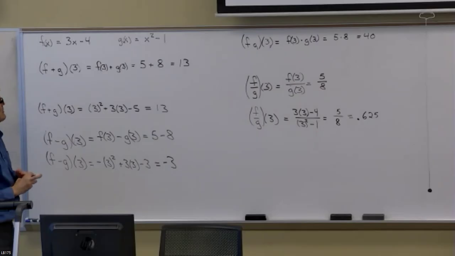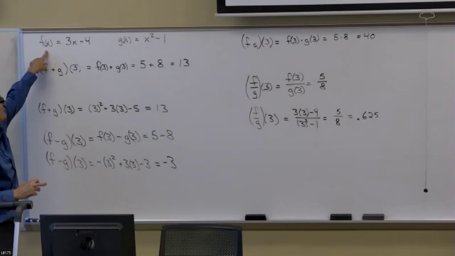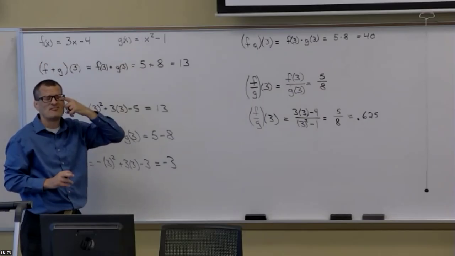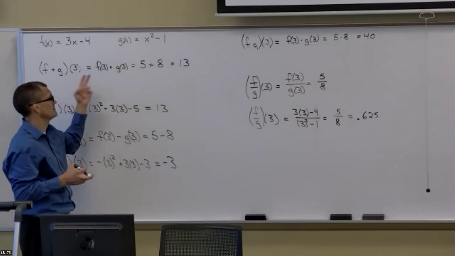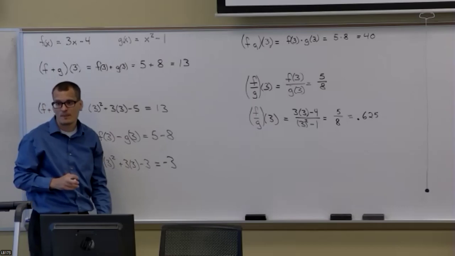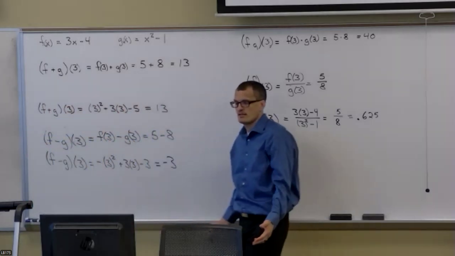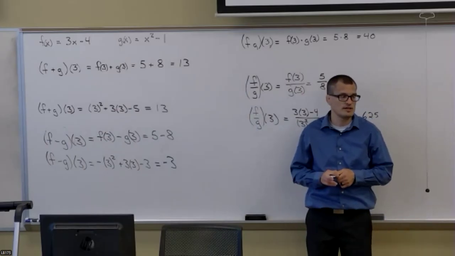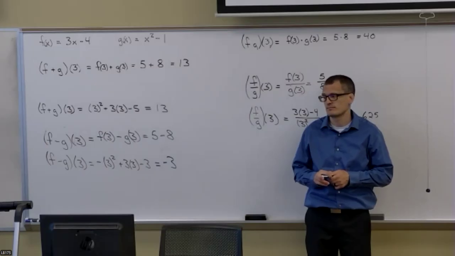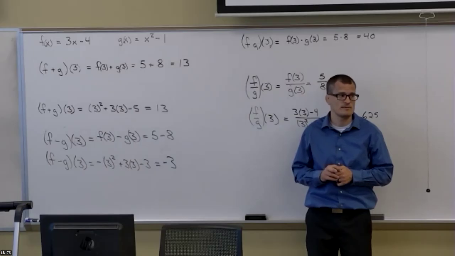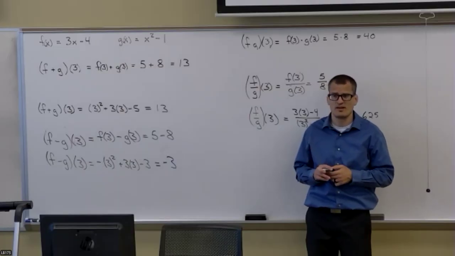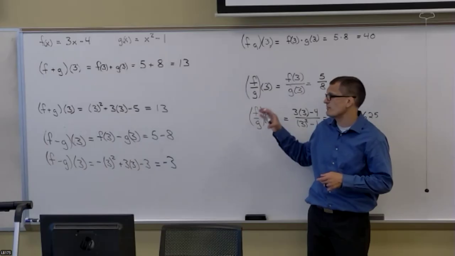So in other words, if I know that when I plug in 3 into f, I get a 5, and plug in 3 into g, I get an 8, then figuring out f plus g of 3 is just adding 5 and 8. F minus g of 3 is 5 minus 8. F times g of 3 is 5 times 8. F divided by g of 3 is 5 over 8. That makes sense? And that is a lot faster if you only had to do that.